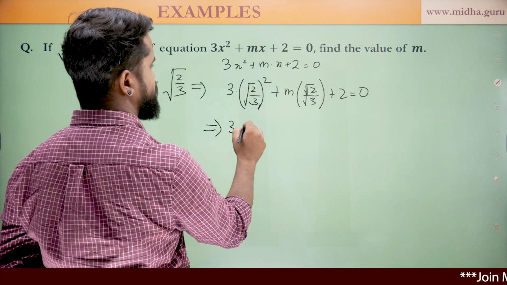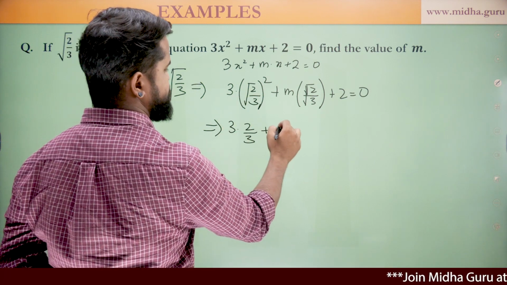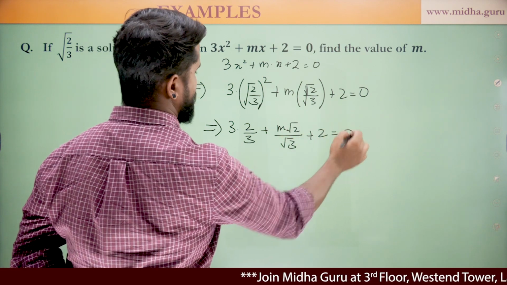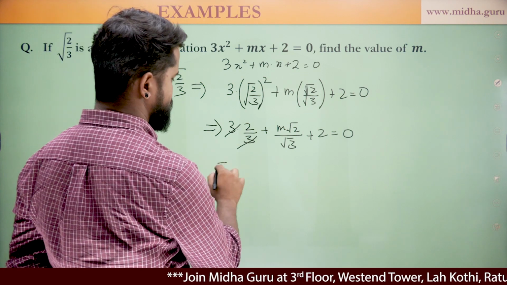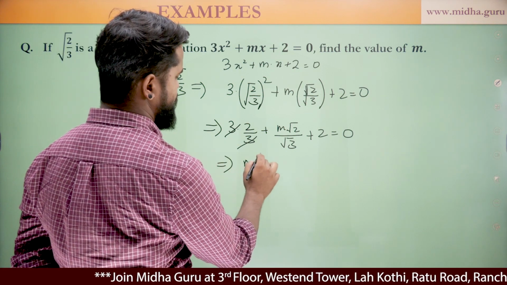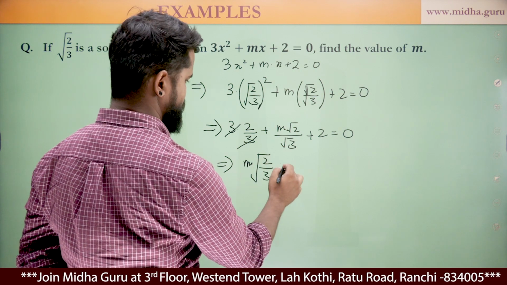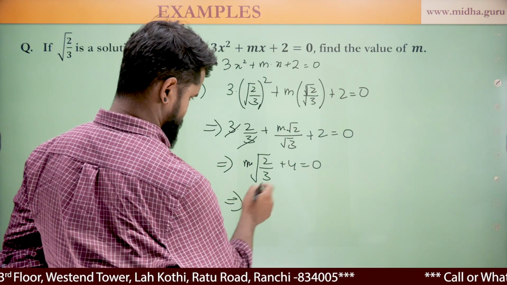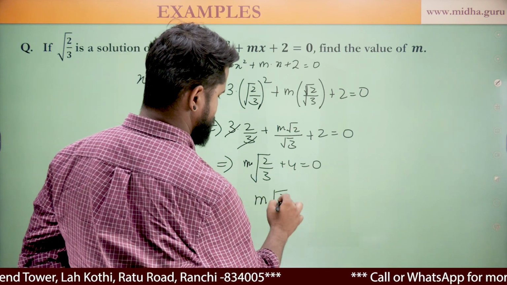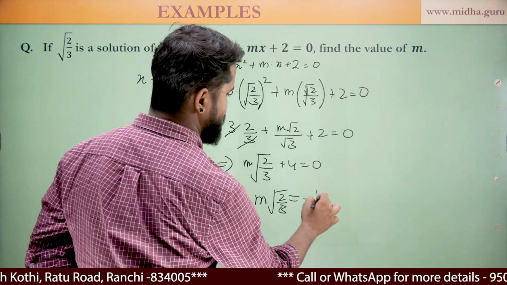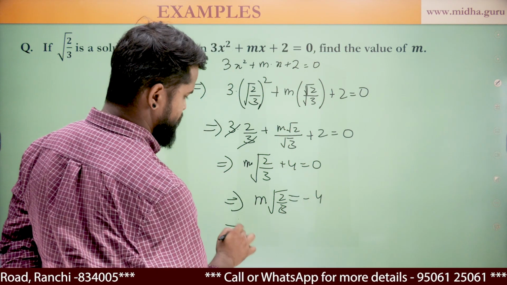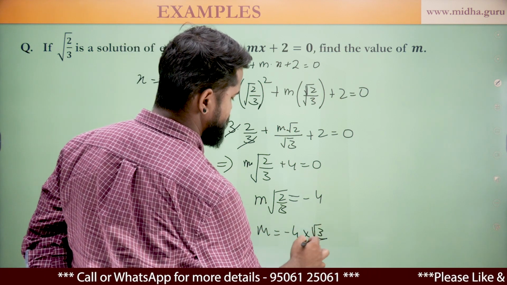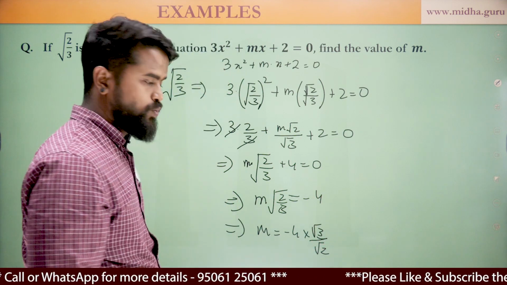So when I open this bracket, I square it up, I get 2 by 3 plus... so now this 3 and 3 get cancelled out and I get m into root 2 by 3 plus 4 is equal to 0. So then I'll say that m into root 2 by 3 is equal to minus 4. And then m is equal to minus 4 into root 3 by root 2.